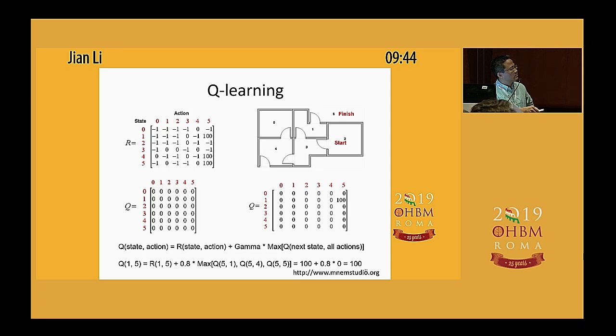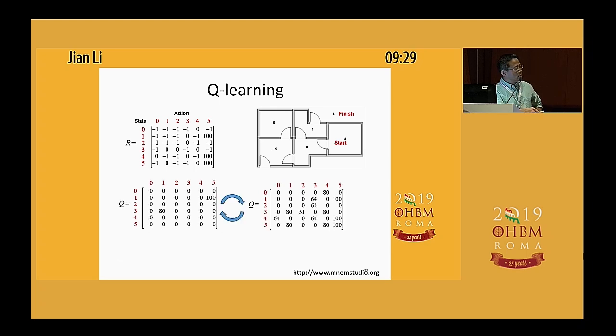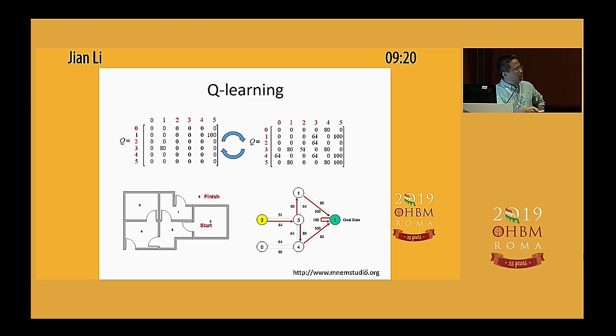Now from state 1, room 1, if you take action 5, which is going out, you're going to be collecting 100 units of reward. You can do this kind of iteration continuously until you converge the Q lookup table into some stable values. In this case, you realize that no matter where you start, for example, starting from room 2, going to room 3 will give you a Q value of 64 units of reward. And starting from room 3, which is here, you can either go to room 4 and exit from there, or you can go to room 1 and exit from there.